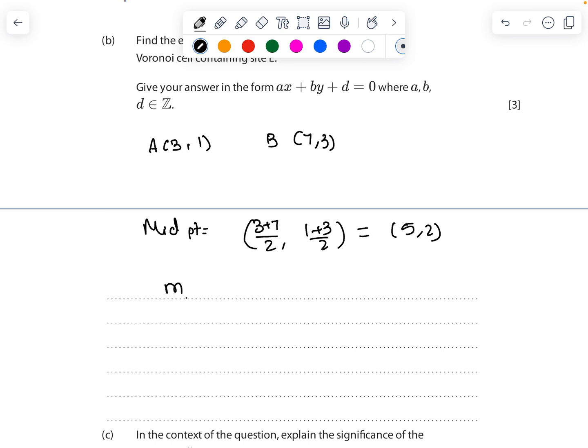Now, the gradient of AE is 1/2. The perpendicular gradient is negative 2. Now the equation will become y minus y1 equals m times (x minus x1). This directly I am writing the answer. This should be your equation.